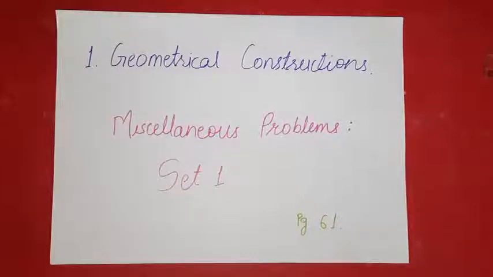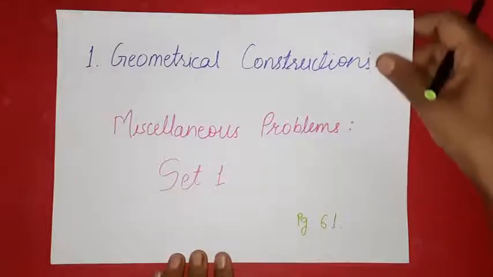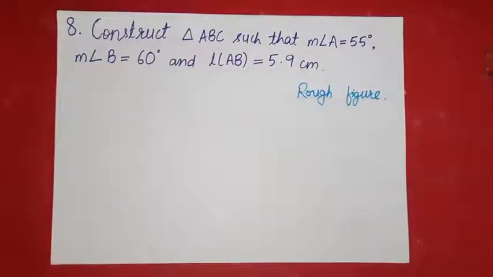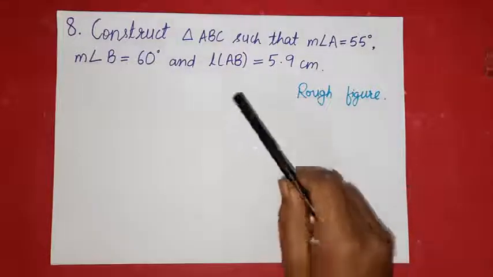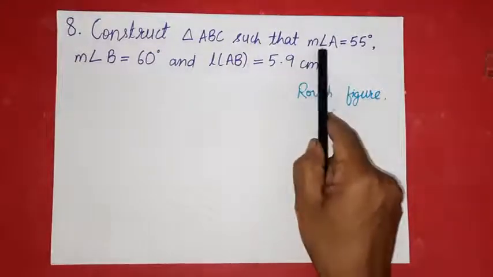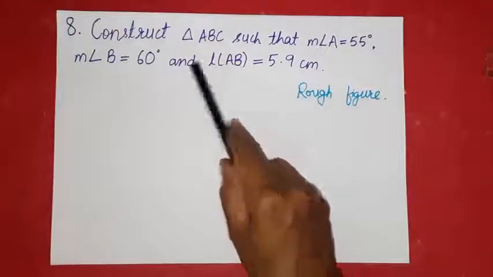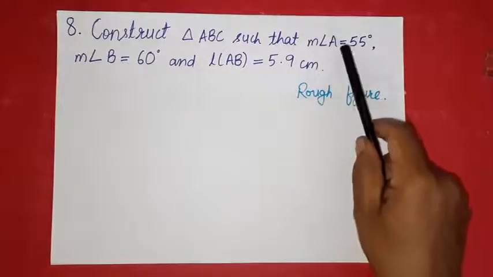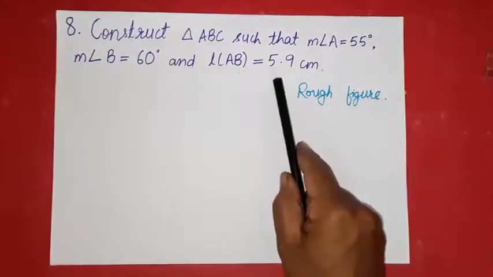You all have to do these examples or these constructions in your copy. Now, let us start with question number 8. Construct triangle ABC such that measure angle A is 55 degrees, measure angle B is 60 degrees and length AB is 5.9 centimeter. In this you will see that the length of one side and the angles formed at the end points of the segments are given. That is, measures of the angles and the included side is given.